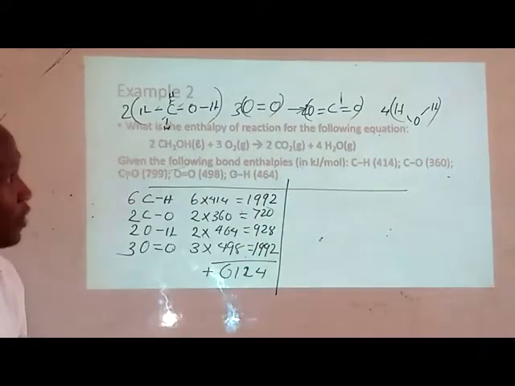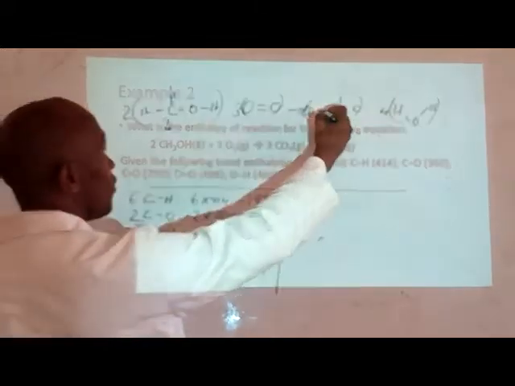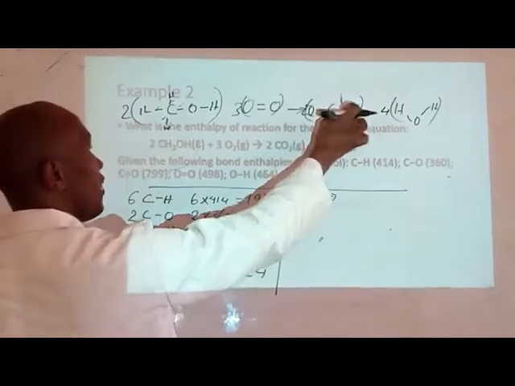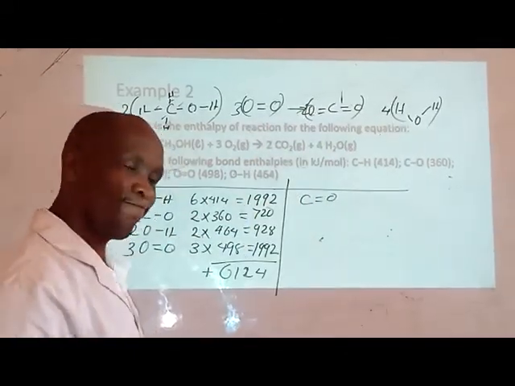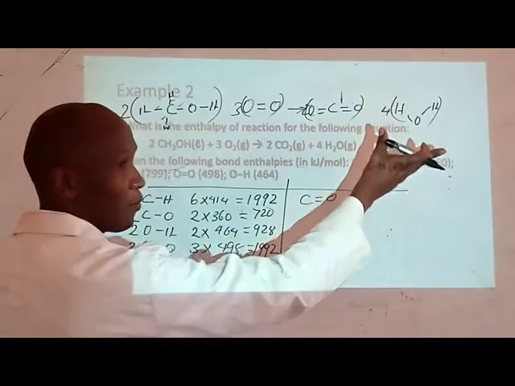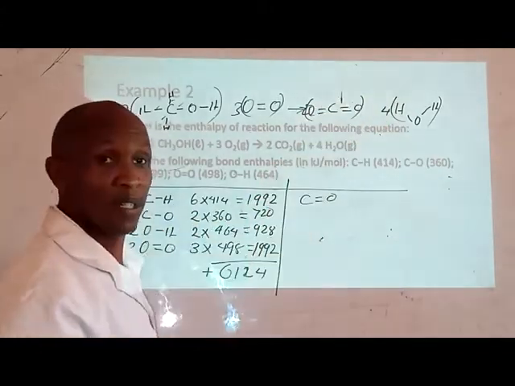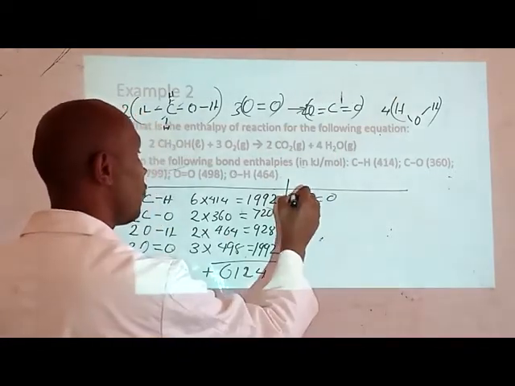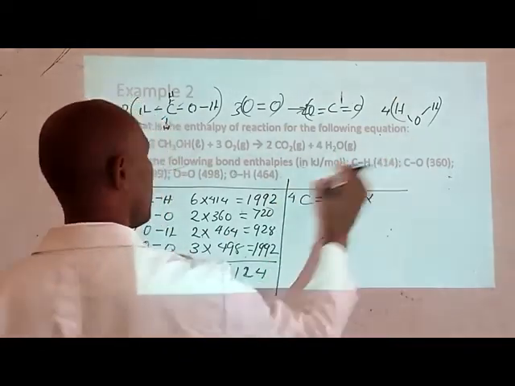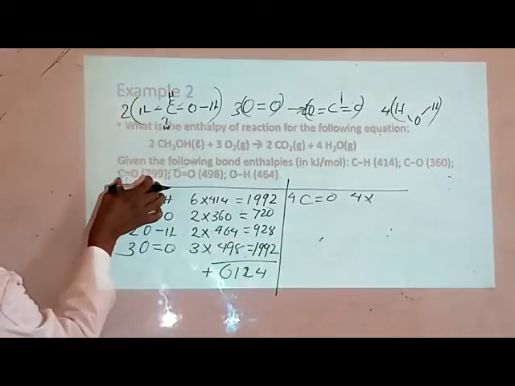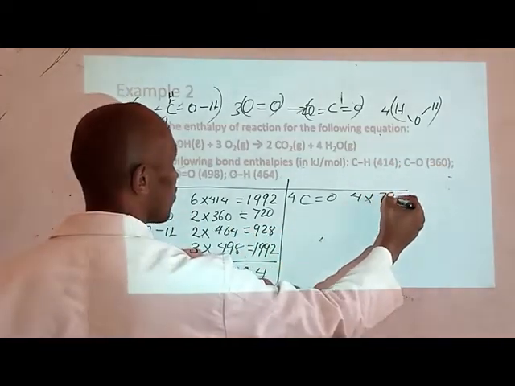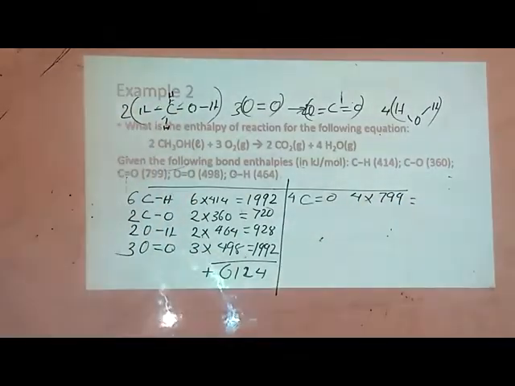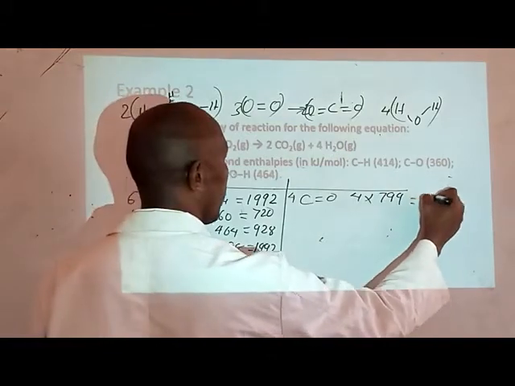Then we cross over to the other side. So what do I have? A carbon to oxygen double bond. How many? 2 times 2. Each carbon dioxide has 2 carbon to oxygen double bonds. But there are 2 carbon dioxide molecules, so 4 of them. So 4 times the carbon to oxygen double bond. Be careful, 799. It's a very strong bond. That amounts to 3196.